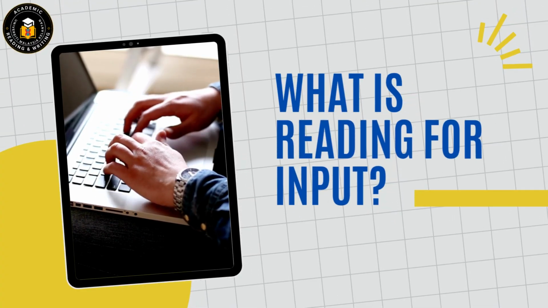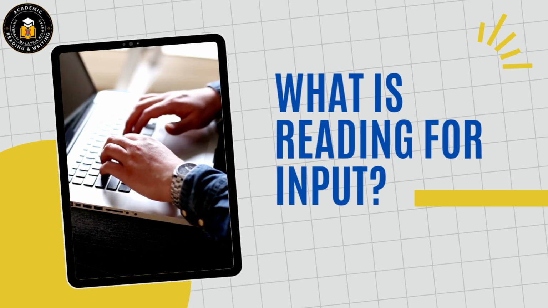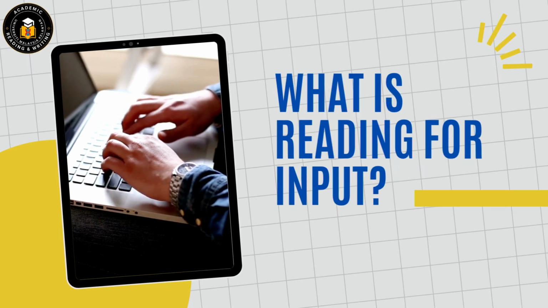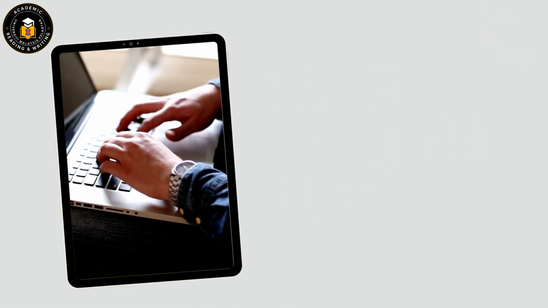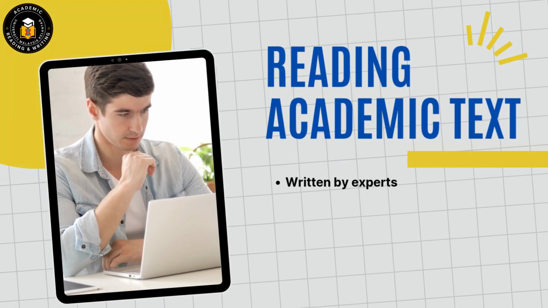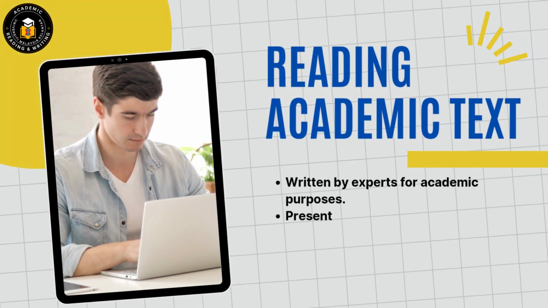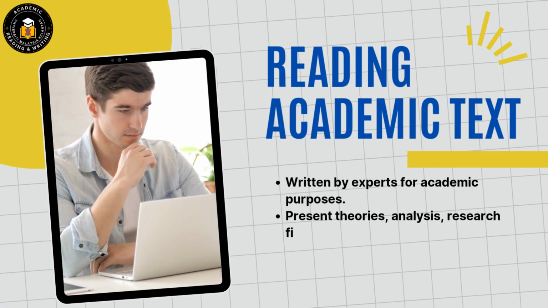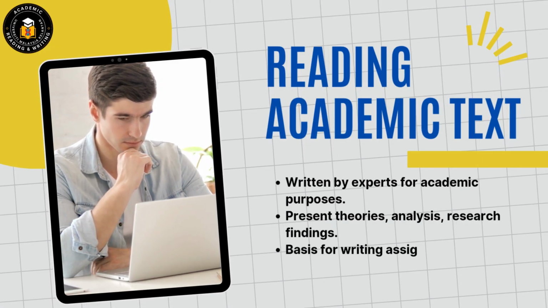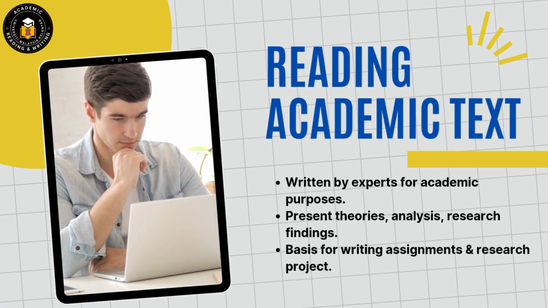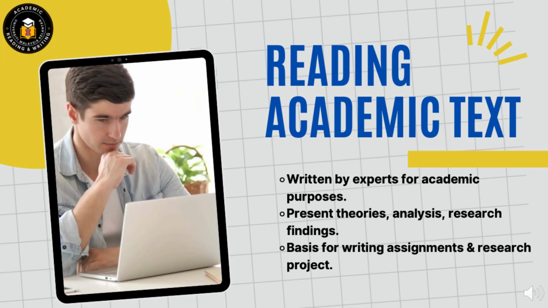Now that we understand the big picture, let's look at the main type of sources you'll be dealing with, which is academic texts. Academic texts are very different from casual reading like blogs, social media, or magazines. These are materials written by experts like researchers, lecturers, professionals, and they usually go through a review process. This makes them more reliable. So, academic texts like journal articles, books, and research papers are high quality sources of knowledge.